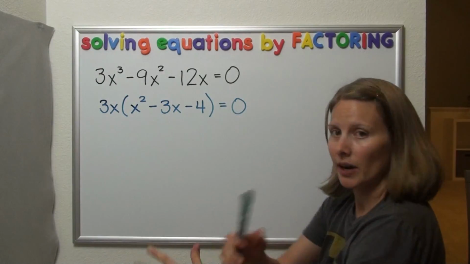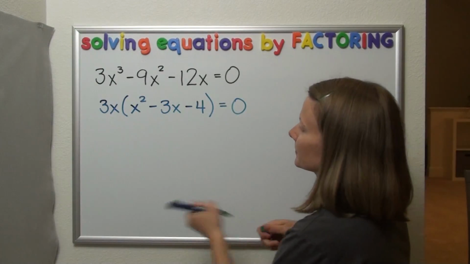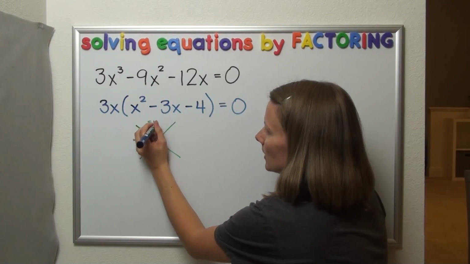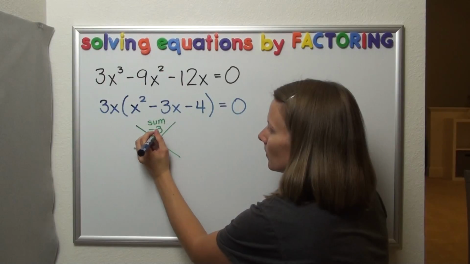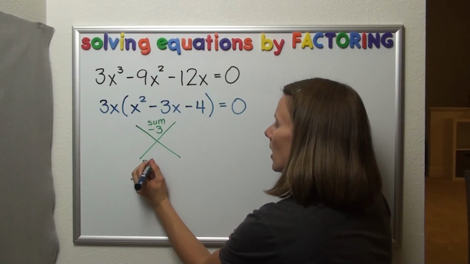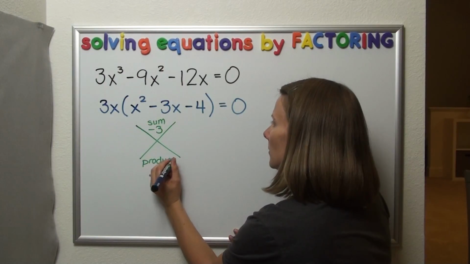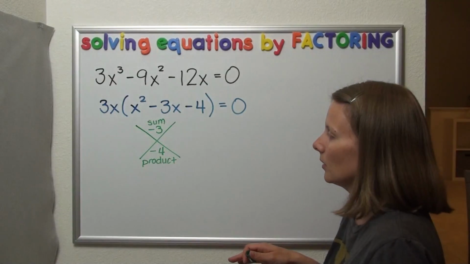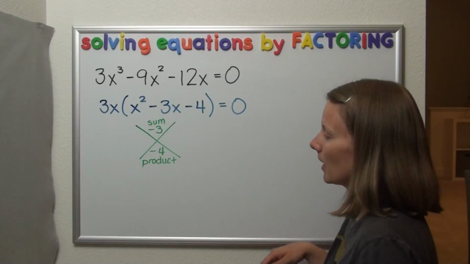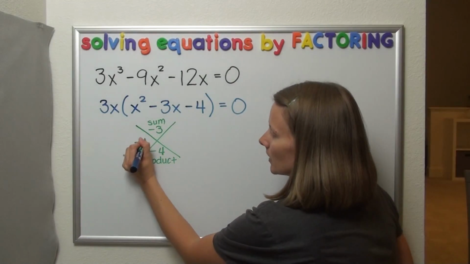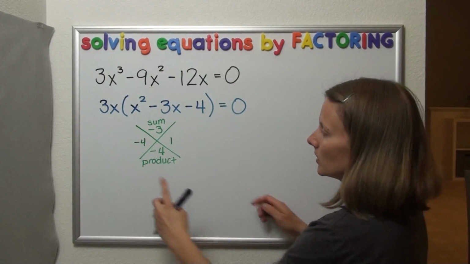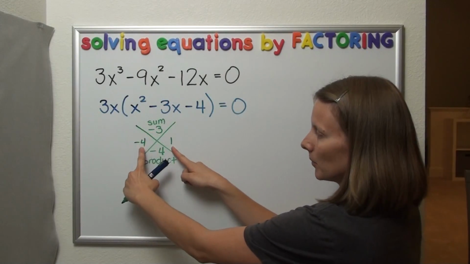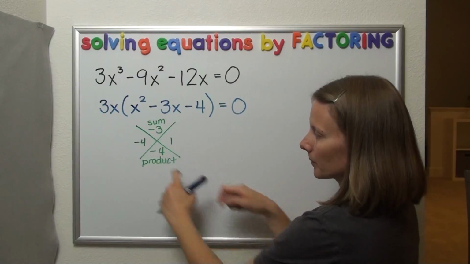The way we factor trinomials, again, is that x box. So the sum, again, is the middle number. Here it's negative 3. The product is our last number here, which is negative 4. So you're looking for numbers that add to negative 3, multiply to negative 4 at the same time. So in this case, that'll be a negative 4 and a 1. And you can double check they add to negative 3. They multiply to negative 4.